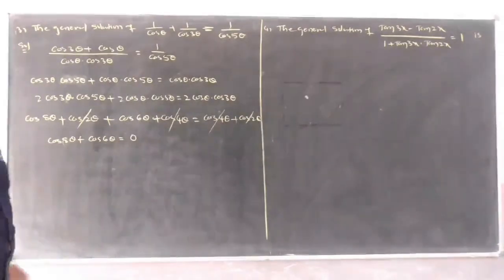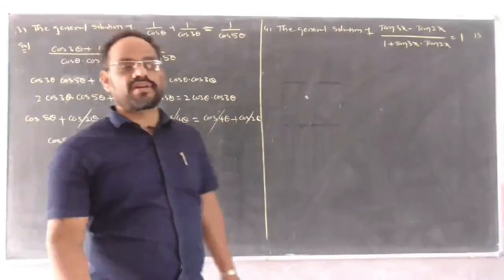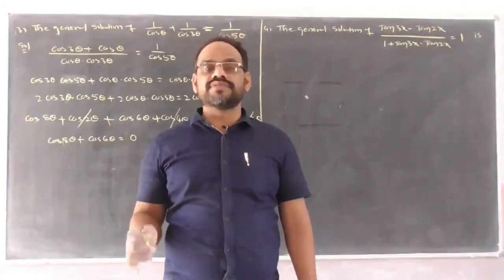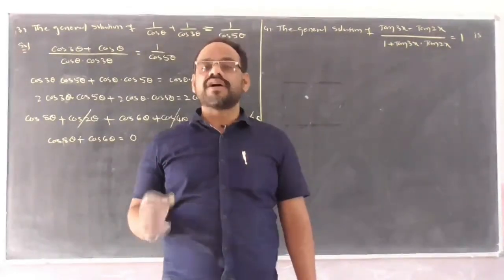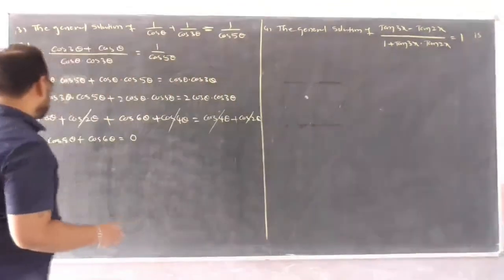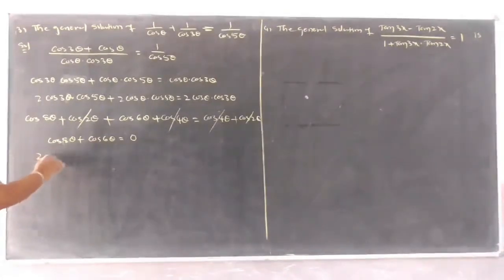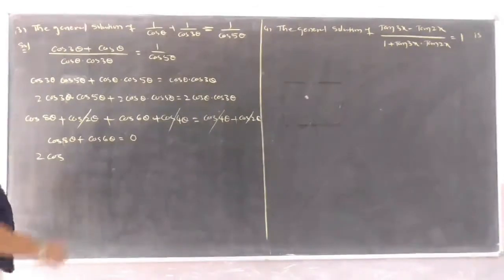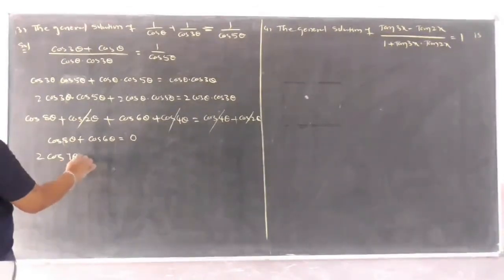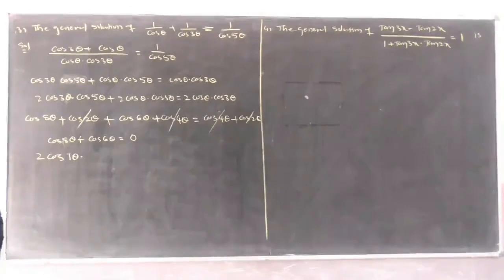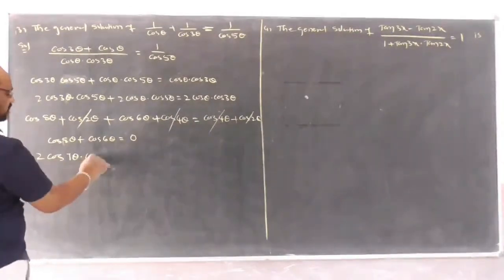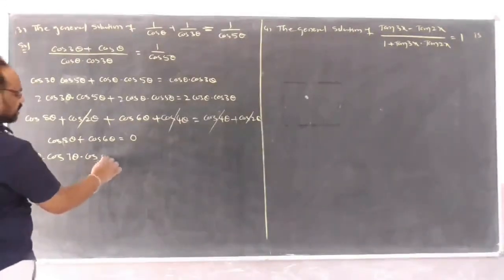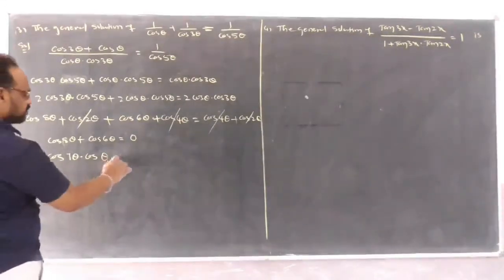We know that cos C plus cos D is equal to 2 cos of C plus D by 2 into cos of C minus D by 2. Here 8 plus 6 is 14, 14 by 2 is 7 theta. And cos of C minus D by 2, 8 minus 6 theta is 2 theta, 2 theta by 2 gives theta, is equal to 0.